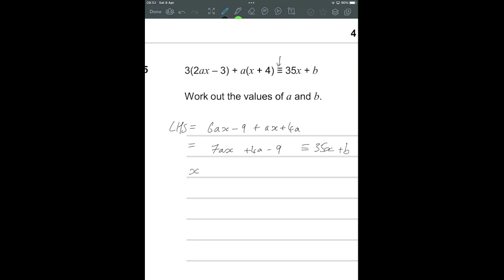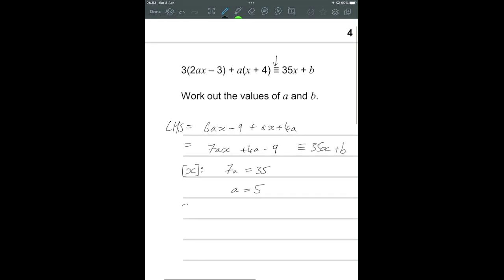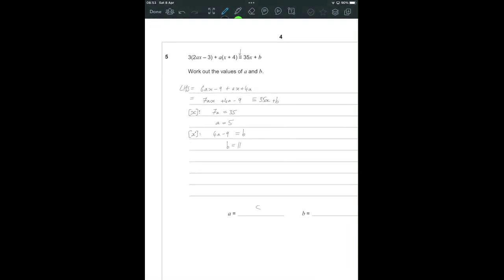Well, now from the x's, that's the notation I use, is not so standard, but it's obvious what I mean. Comparing the x's, 7ax on the left must match the 35x on the right, giving a equals 5. And then if I look at the constant terms, which again I've got weird notation for, I write it as so. The 4a minus 9 equals b, but we already know a was 5. So 4 times 5 minus 9 gives us 11, and we get our two values of 5 and 11.